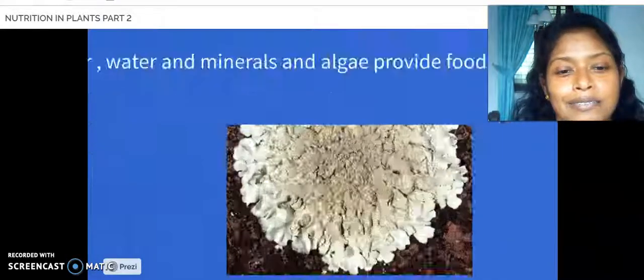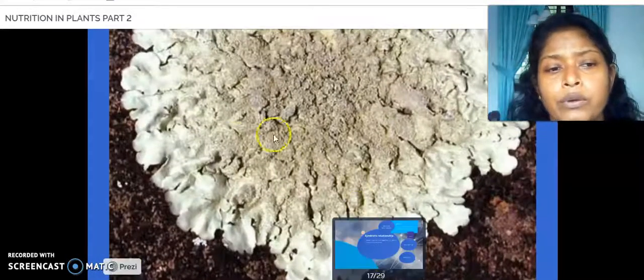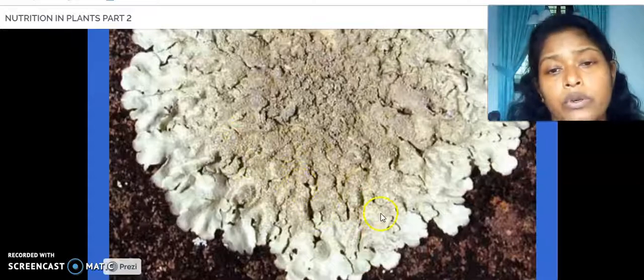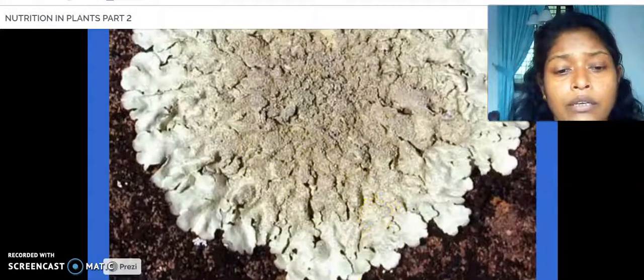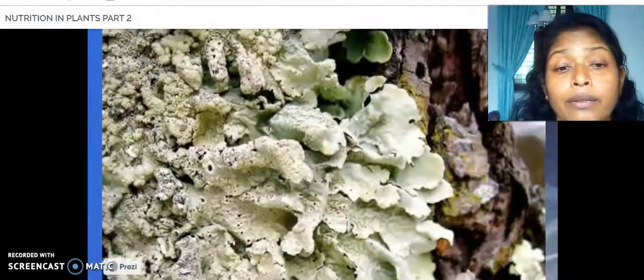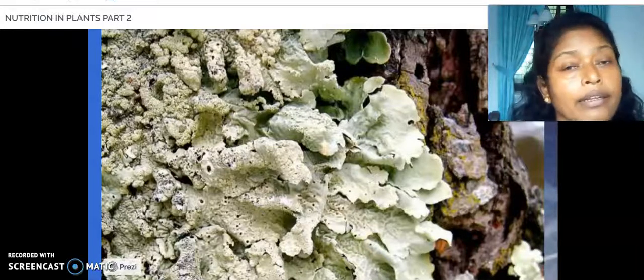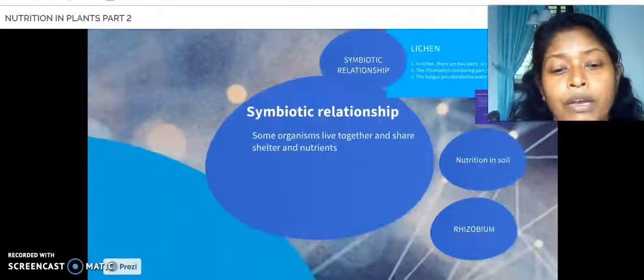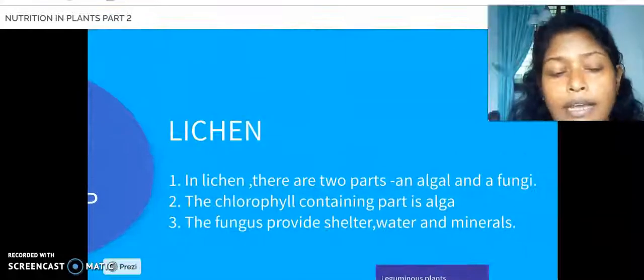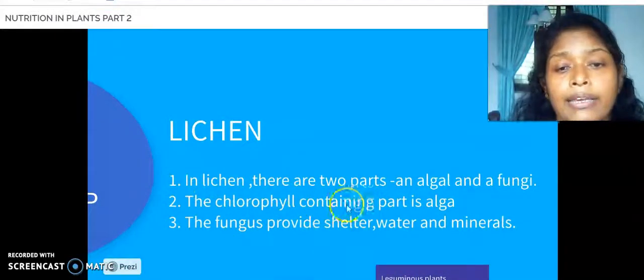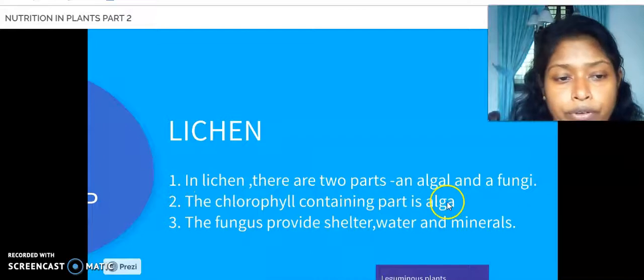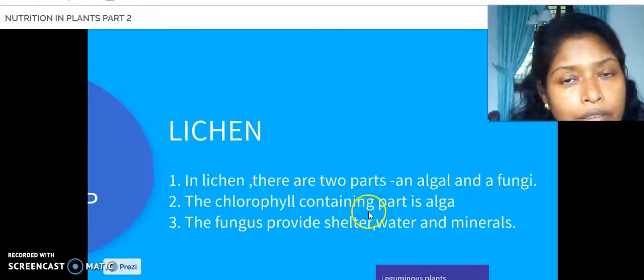So let's see certain pictures of lichen. This way you can see them on trees, coconut trees or any bark of a tree. These lichens are also great pollution indicators. Wherever pollution is there, they will not grow. So in your area, if you see that they are not growing on the bark of trees, it shows that your area is highly polluted. Okay, now let's learn about lichen. In lichen, as I told you, there are two parts, algae and fungi. The chlorophyll-containing part is called algae.